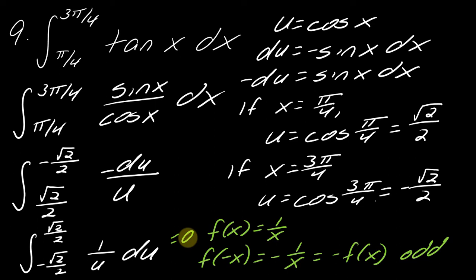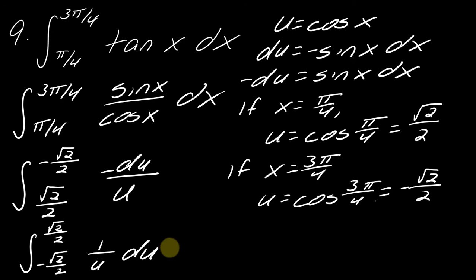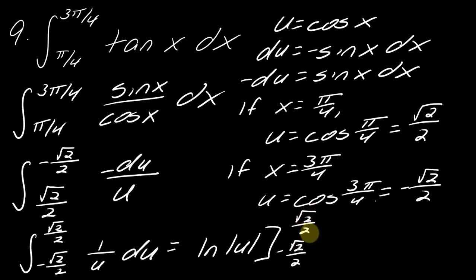But what if you didn't notice that? So let me continue on with the problem. To finish this, what I would get is the natural log of the absolute value of u from negative square root of 2 over 2 to the square root of 2 over 2. Okay, so now this is going to be kind of interesting. What's going to happen with this? Let me clear some space. Let me clear out all this stuff to the side.